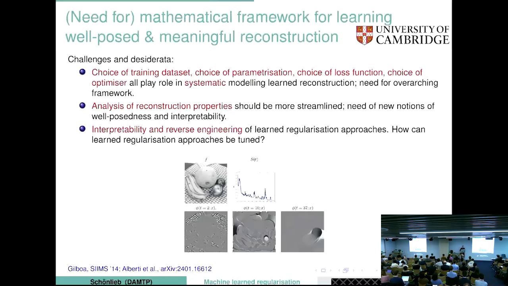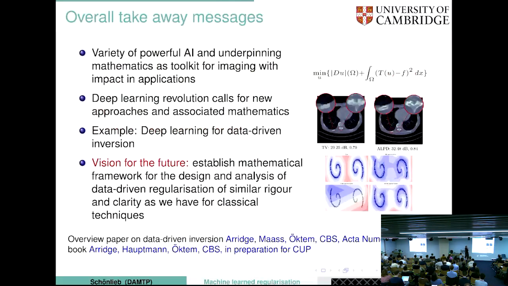And ultimately, I think we need better mathematics. We need better understanding of what we're doing, how we're doing it, and what we should be relying on. Because we know that every single one of these things, training data set, parameterization, loss, optimizer, they all play a systematic role in how we model what we end up with. And what we don't have is good analysis of reconstruction properties. So a lot of the time, you are searching for better and more applicable notions, actual mathematical notions, that would be more useful for what we're using AI for in practice. And the problems of interpretability and reverse engineering, I think, are another very interesting question. And so this is basically the end.